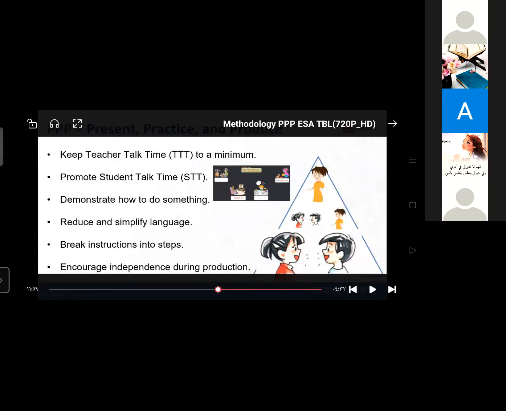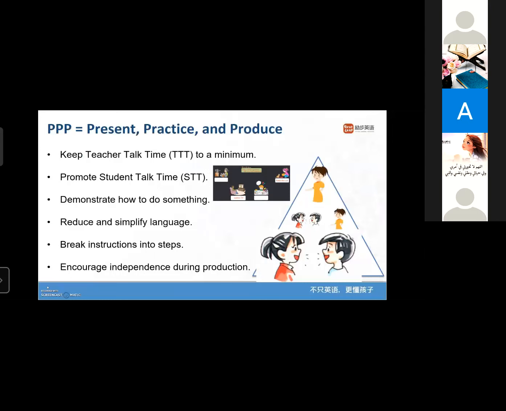So, how can the teacher modify the PPP model to make it more learner-centered? You can look at the screen, by the way, and read. How can the teacher turn it to be more effective to the learner and to be more learner-centered rather than teacher-centered?